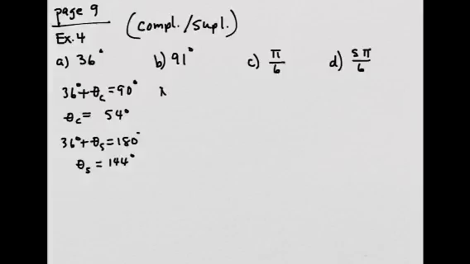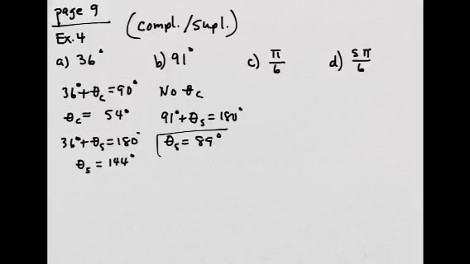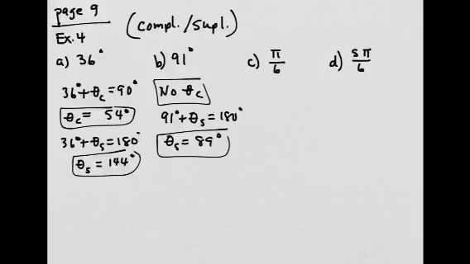So for letter B, 91 degrees is already bigger than 90, right? So this has no complementary angle. Okay, but it does have a supplementary angle. So we do 91 plus the supplement should equal 180. Subtract 91 from both sides and you get the supplementary angle is 89 degrees. Okay, and this one has no complementary.